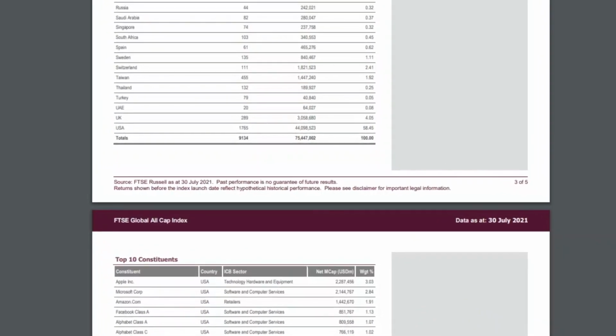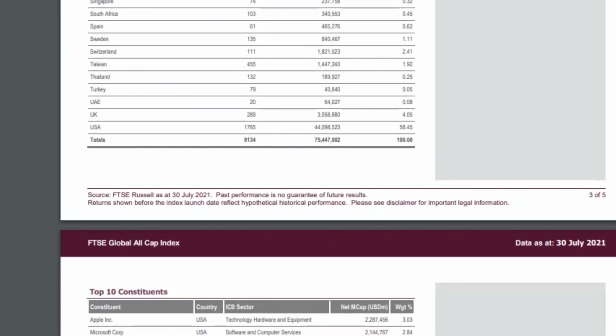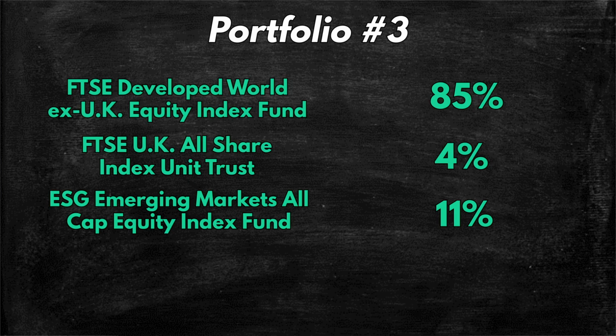To stay consistent with the last fund, we'll allocate 11% to the emerging markets so that we still have 89% left to play with. By looking up the UK allocation on the FTSE Global All Cap Index fact sheet, we can see that it has an allocation of 4%. So we will allocate 4% to our UK fund, leaving 85% to be invested in the developed world excluding UK index fund. So that completes the portfolio. We have 85% invested in the FTSE Developed World excluding UK Equity Index Fund, 4% invested in the FTSE UK All Share Index Unit Trust, and 11% invested in the ESG Emerging Markets All Cap Equity Index Fund.